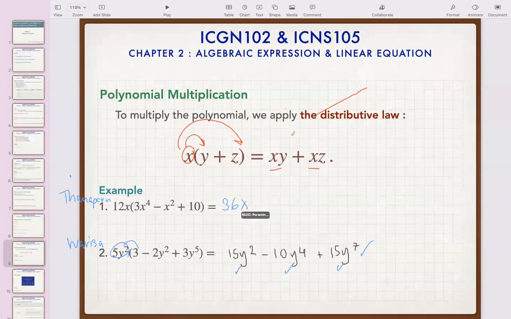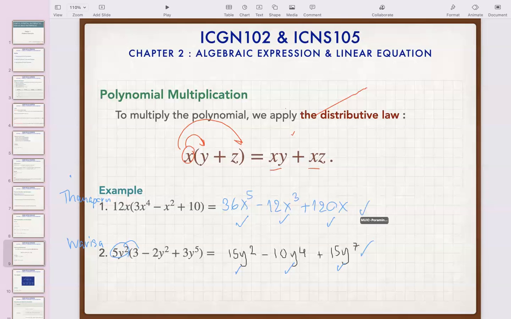36x to the power of 5, minus 12x to the power of 3, and minus 100x. Okay, is that all? Okay, so this one, you multiply 12x to each term. So 12 times 3 is 36, x times x to the 4 is x to the 5. That's correct. Next one, 12x times x squared is 12x to the 3. Okay, and the last one, plus 10 times 12x is 120x.